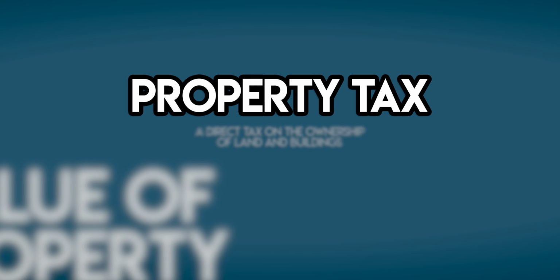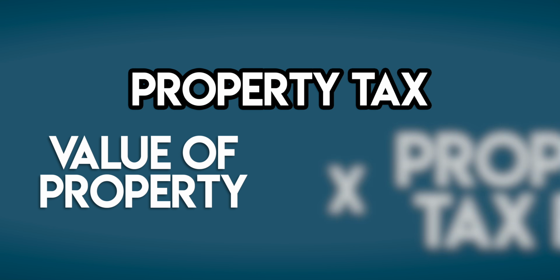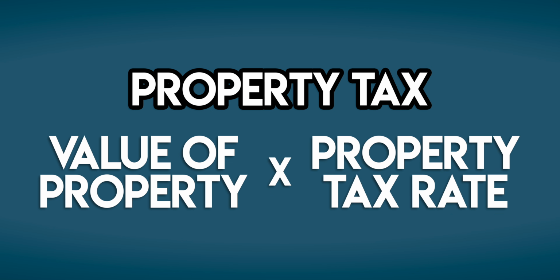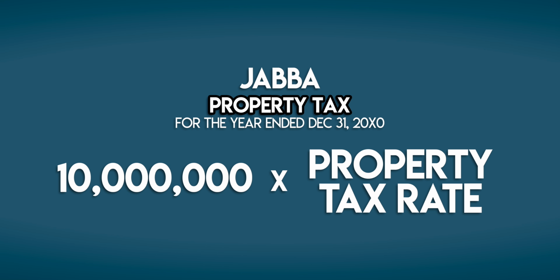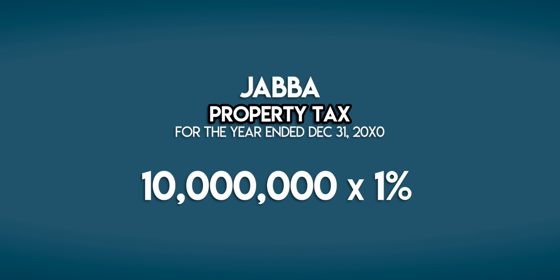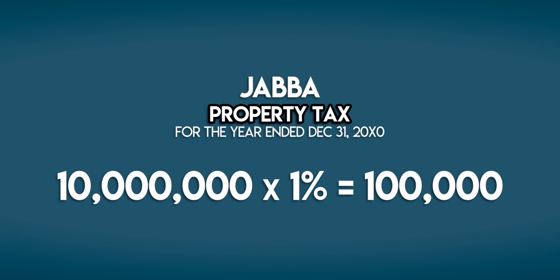Property tax is equal to the assessed value of a property multiplied by the property tax rate. We can assess the value of a property by comparing it against the sale of similar properties, or calculating its replacement cost, or taking its rental value. Jabba's palace sits on the northern dunes of Tatooine. If it has an assessed property value of 10 million credits, and the annual property tax rate on Tatooine is 1%, then Jabba owes 100,000 credits in property tax.